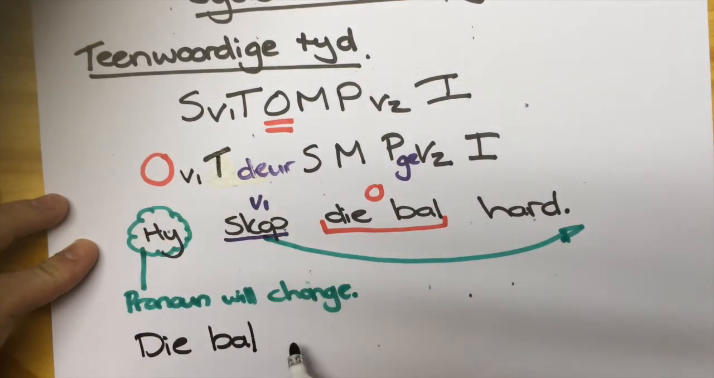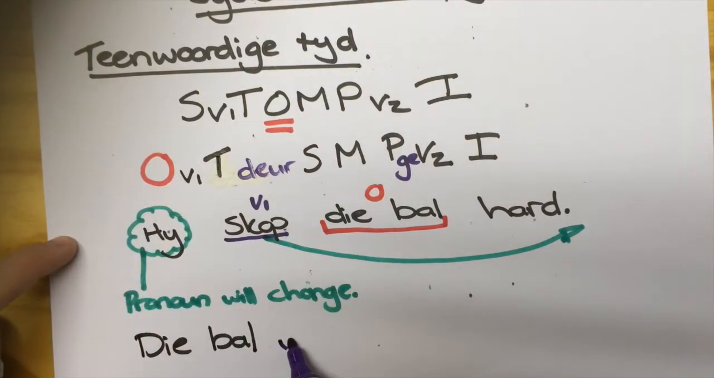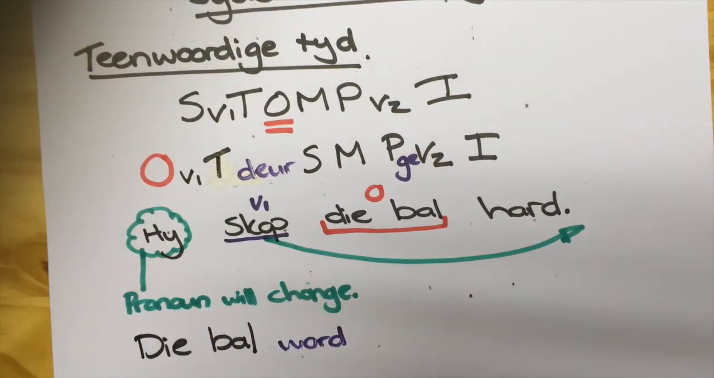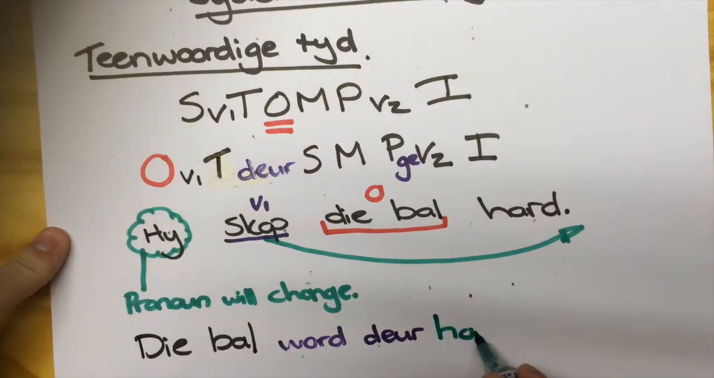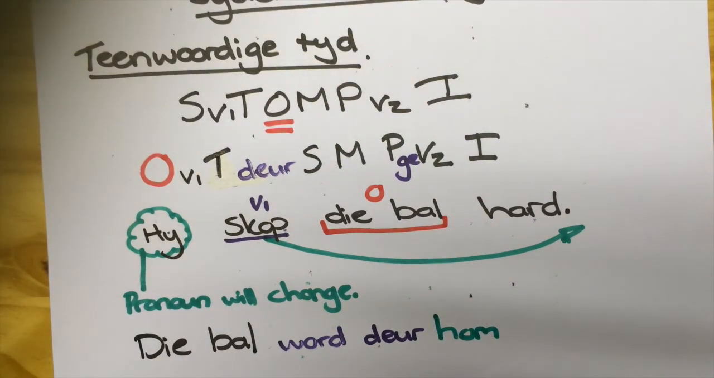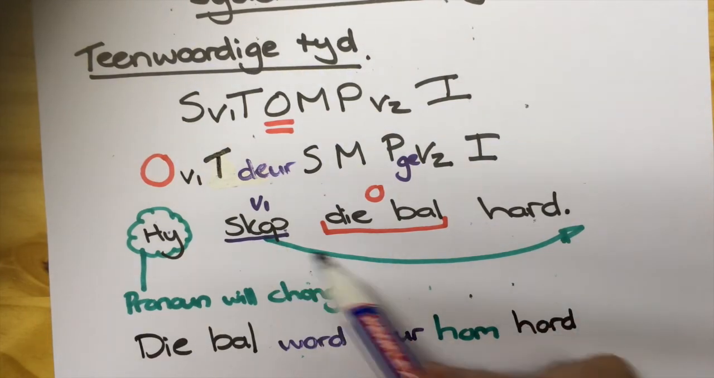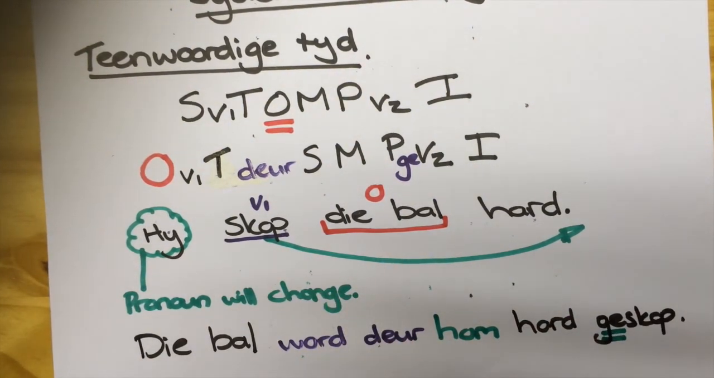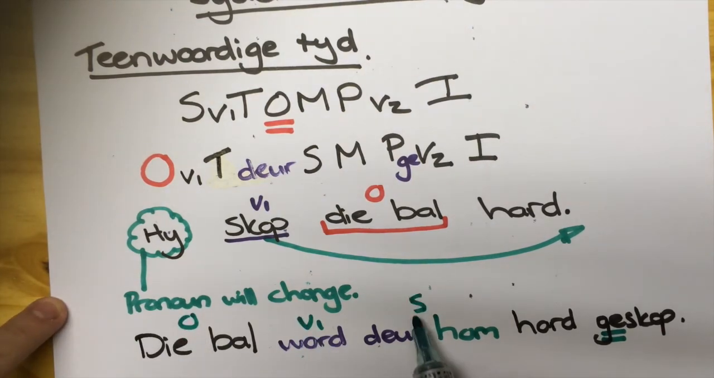Die bal is your object, we'll start with that. Your verb 1 would be word, so you add a word. There's no time, therefore we put out duur. The subject becomes hom, hy becomes hom, manner hard, and skop at the end will get a g.